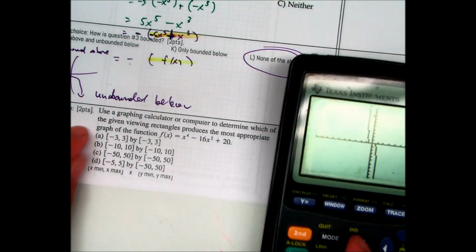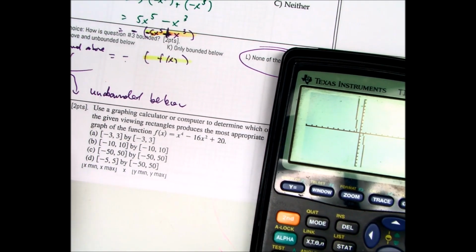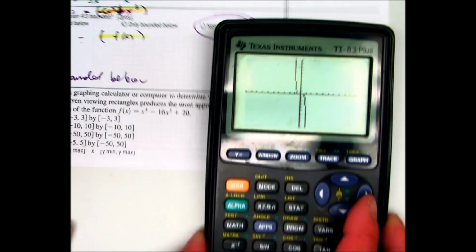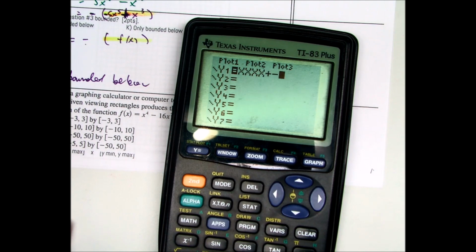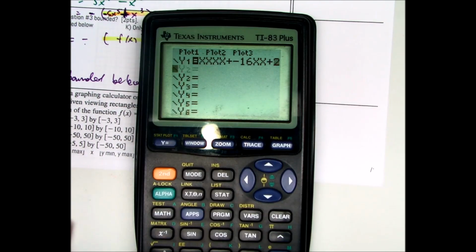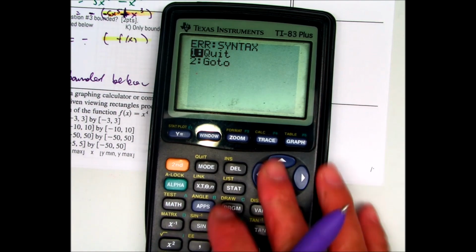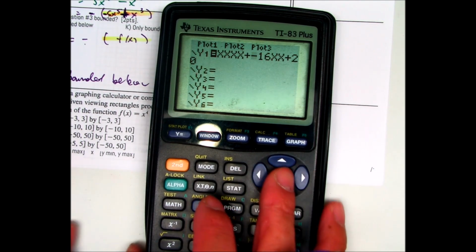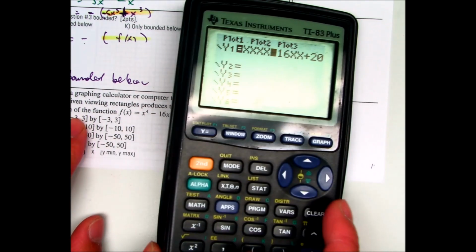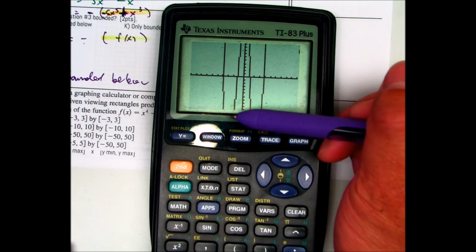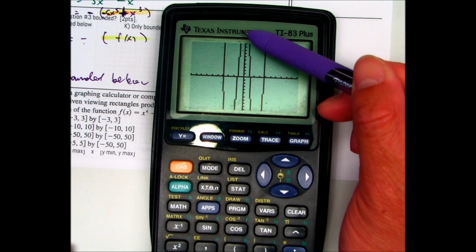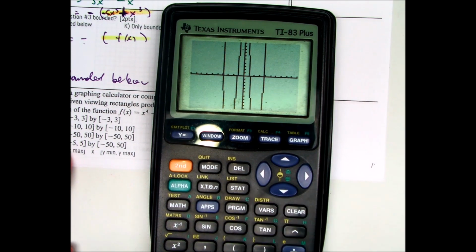And then last problem, use a graphing calculator or computer to determine which of the given viewing windows produces the best graph. So we'll put that into my calculator. X to the 4th minus 16x squared plus 20. Zoom 6. Whoops. That should be a minus, so delete that. Alright, let's graph it. Notice here we can't see the minimums, and we can't see a local maximum there. So I'm going to zoom out. And if you check all of these, you'll notice that the best one is probably going to be D.